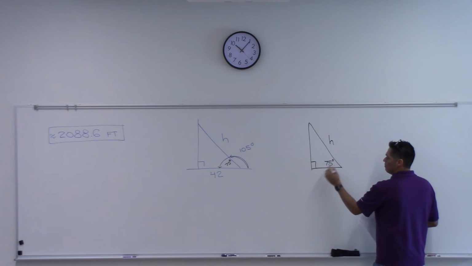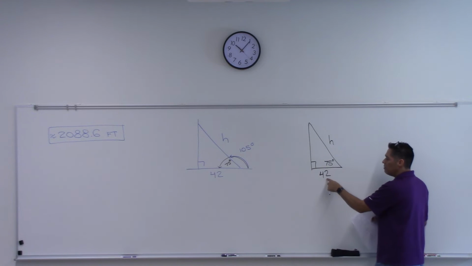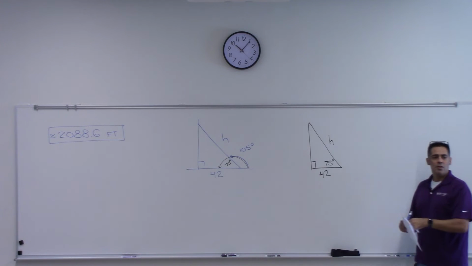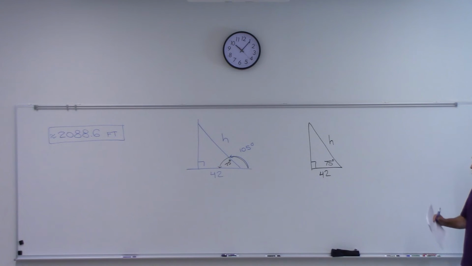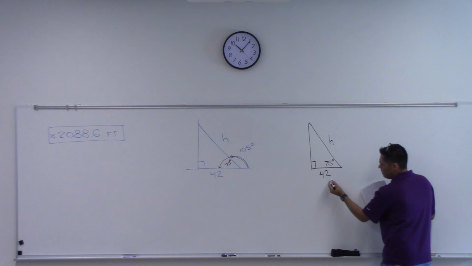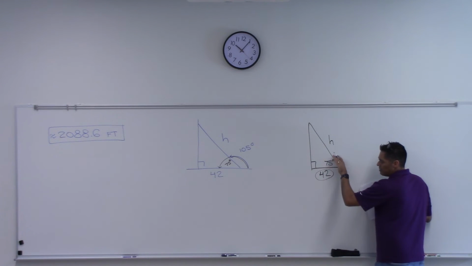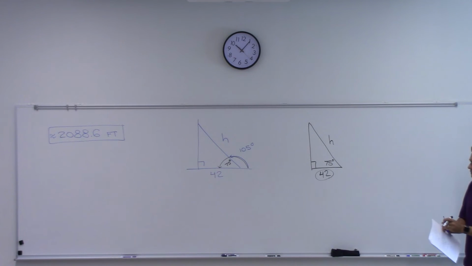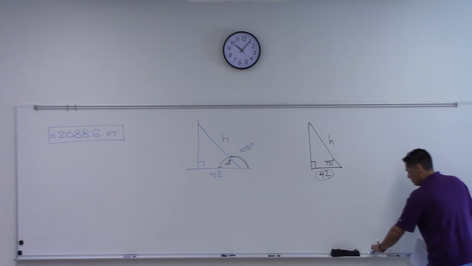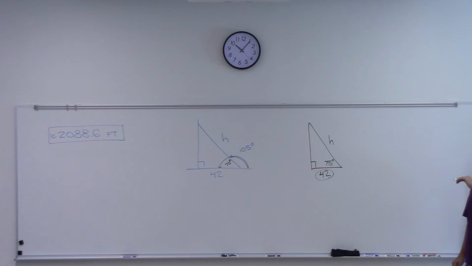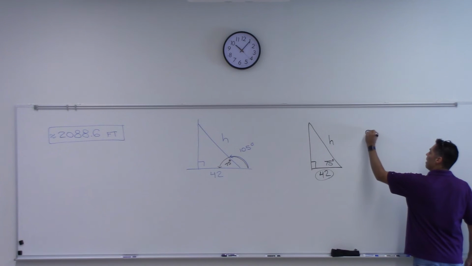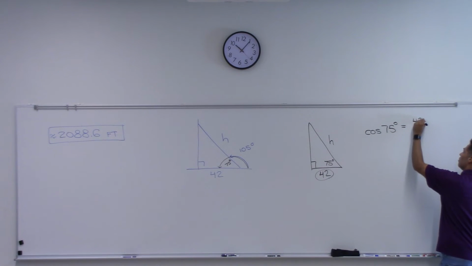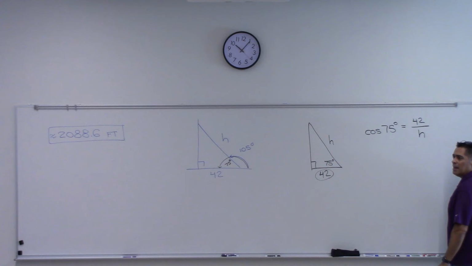I have one side of a right triangle and an angle. So now what I need to do is think of a trig function that connects them. Which side is this? That's the adjacent side to the angle. What trig function does that? Cosine, right? Cosine is adjacent over hypotenuse. So I can write cosine of 75 degrees equals adjacent 42 over hypotenuse, which is h.